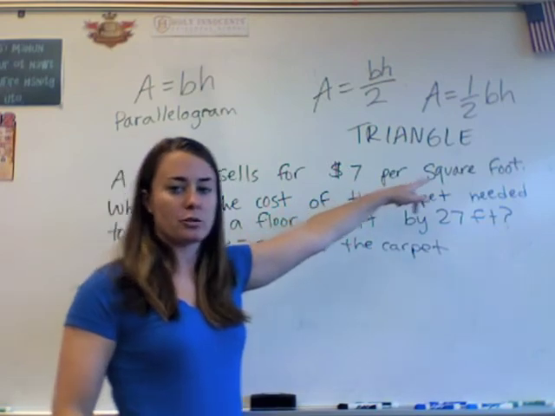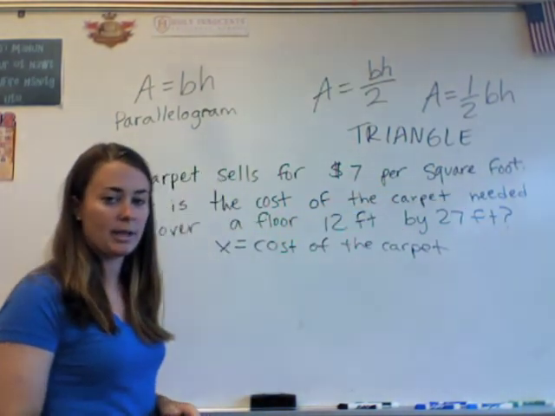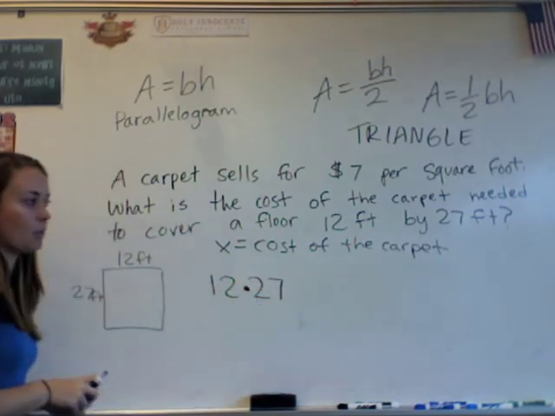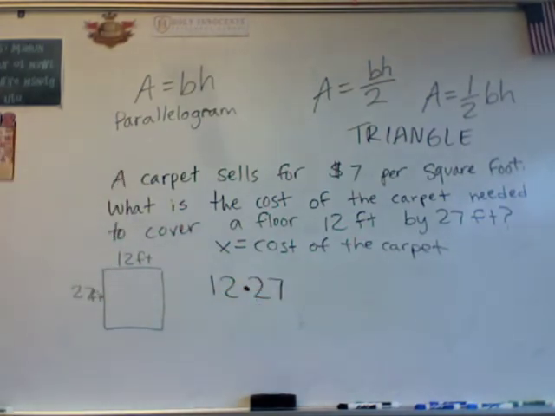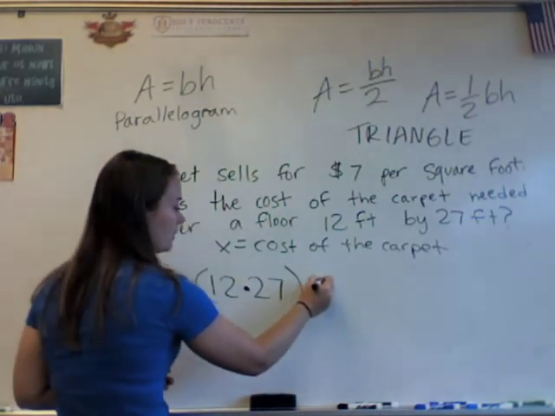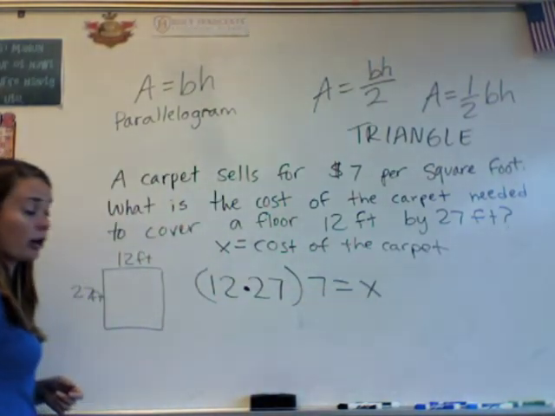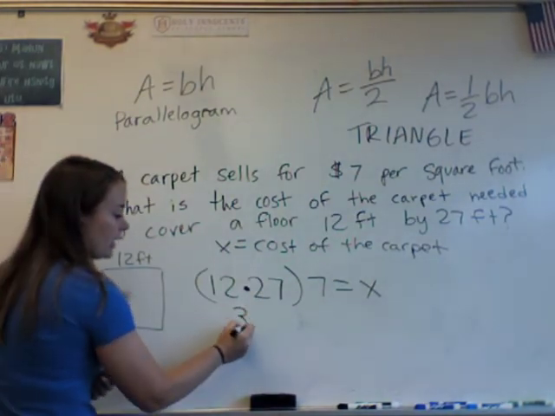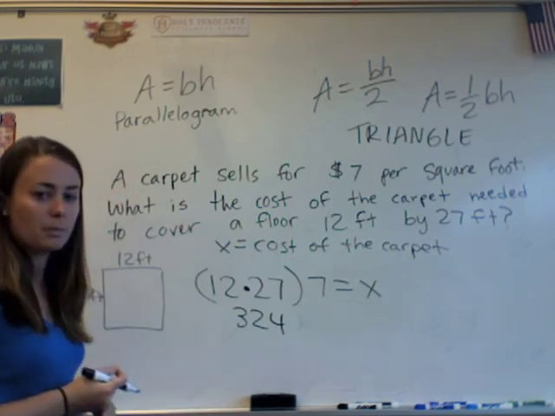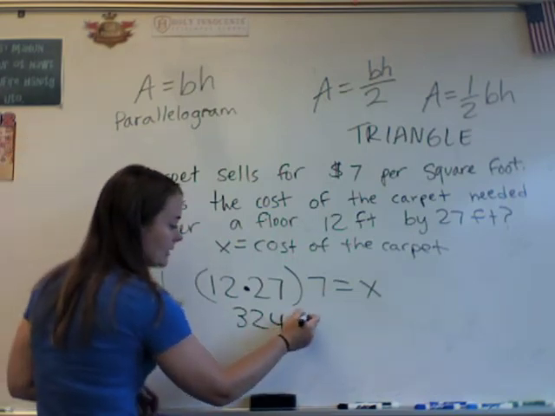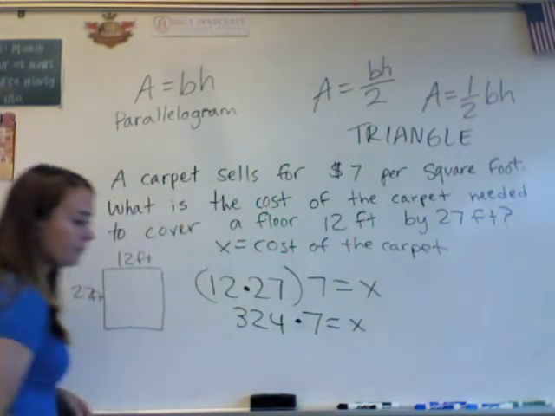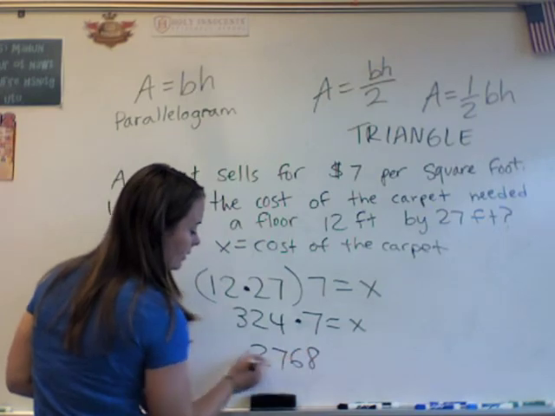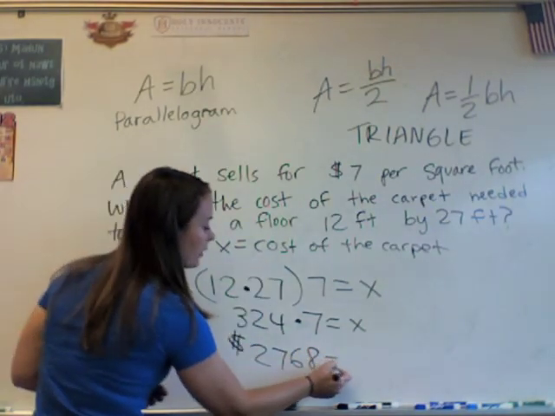Since it's $7 per square foot, we need to know how many square feet this carpet is. So we know it's 12 by 27, so 12 by 27 will tell me how many square feet the room is. And then I'll have to multiply that by 7 to get the cost of our carpet. So 12 by 27, just multiply that out, and we get 324 square feet for the room. And then multiply that by $7 for each square foot, and we get $2,768. We're looking for the cost of the carpet.